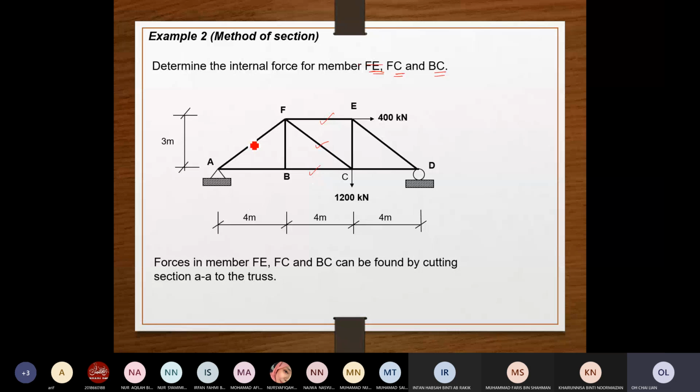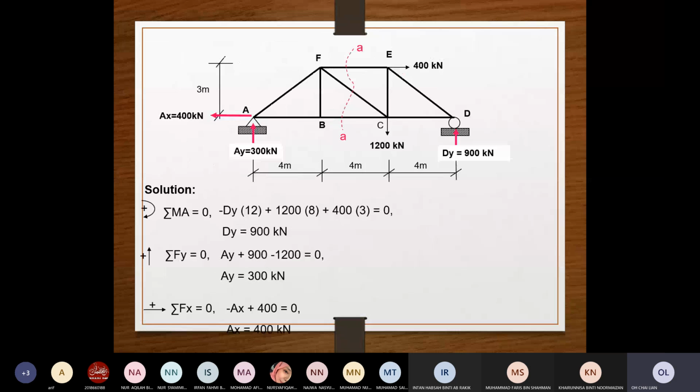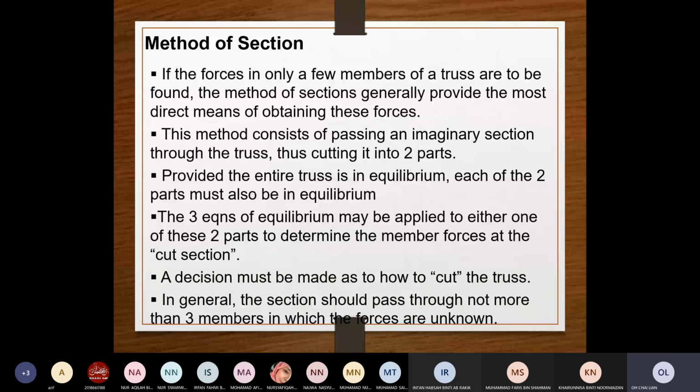What if it is AF, AC, and CD? So you can imagine that. Now we want to cut a section. I would like to show you the next slide. This is the section AA that is being planned, because this section AA has cut through all the members. And remember just now we said that in general, the section shall not cut through more than 3 members.